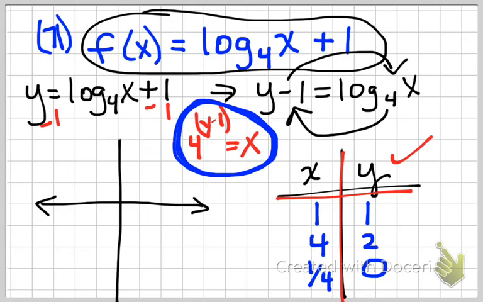So I'm going to plot these 3 points. I'm going to do 1, 1, 4, 2, which is going to be right there, and then 1/4, 0 is right there. Now for a logarithm, it's useful to remember that it does not cross the y-axis. So it looks a lot like the square root function, except it continues to go straight down.